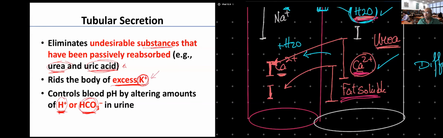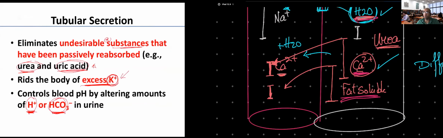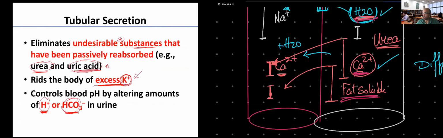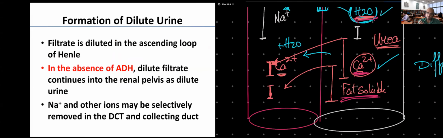So again, why do I need tubular secretion? First, to get rid of undesirable substances that got back from the kidney tubules to my blood by passive reabsorption, also stuff that you want to regulate their concentrations, ions, acids, and bases. You don't want to get rid of all of them, but you want to maintain normal concentrations in the blood.